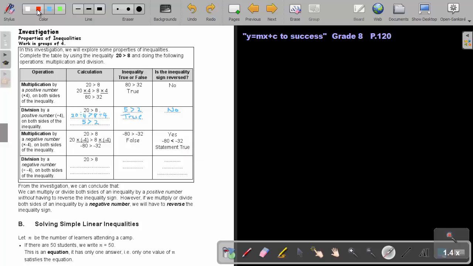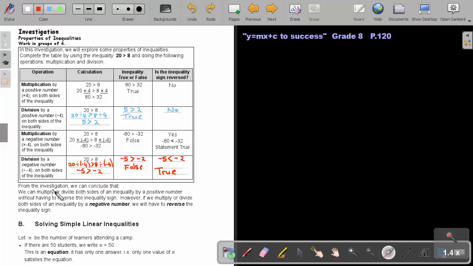Now, let's do the same with this one. So we're going to say 20 divided by -4, and we keep the sign and we say 8 divided by -4. Let's just look at the answers. We're going to get -5 is greater than -2. This is definitely false. So basically, I have to reverse the inequality sign and do it like this to make the statement true. Now the statement will be true.